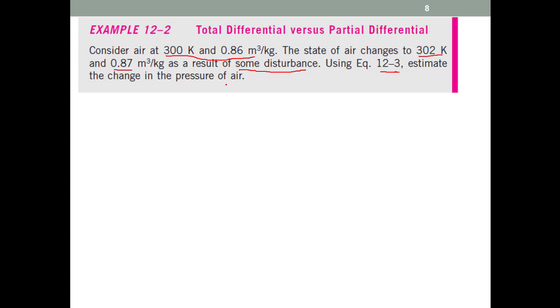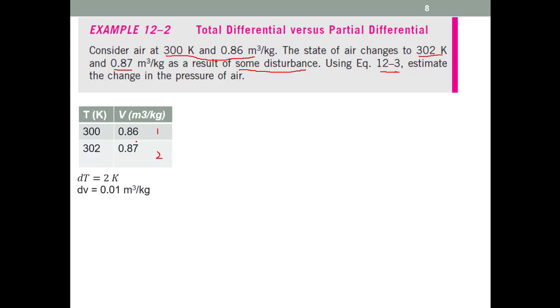Now let's say that air is an ideal gas. We have state 1 and state 2, where state 2 is the result of some disturbance. So what is happening with the pressure? We are given that delta T is equal to 2 Kelvin and the change in specific volume is 0.01 cubic meter per kg. We need to figure out the change in the pressure as a result of this disturbance.